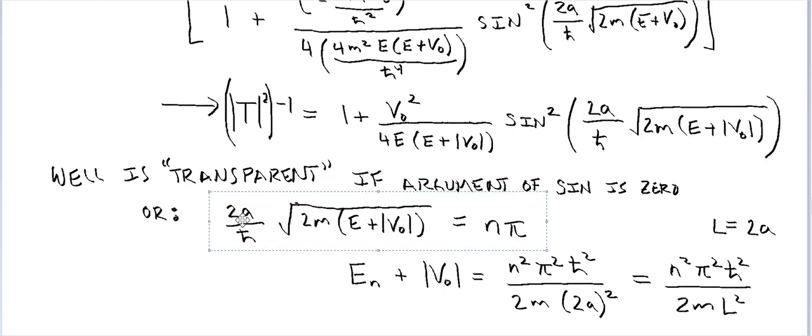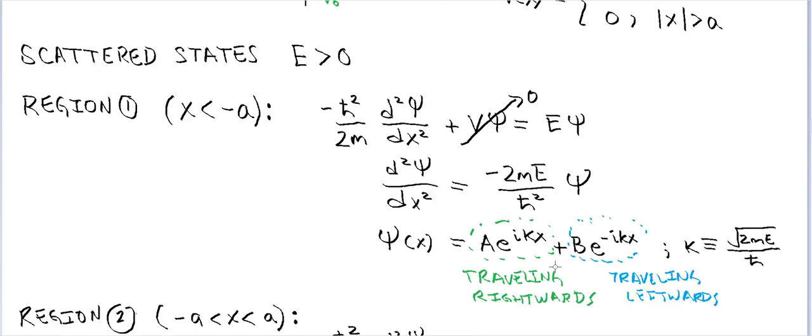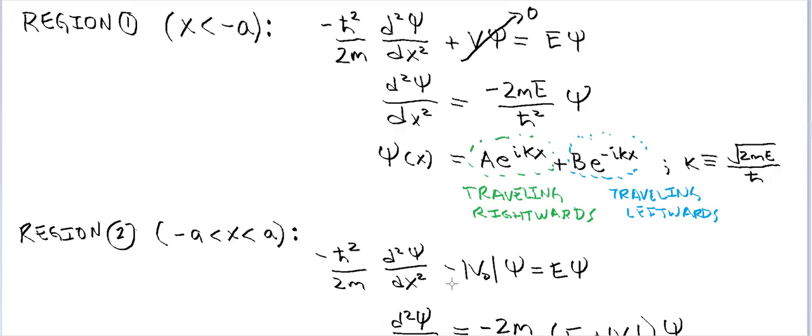Because then we can say that 2a over ħ times the square root of 2m times the quantity (E + V₀) is equal to nπ. We can multiply both sides by ħ over 2a, sorry, and then square both sides, and then divide both sides by 2m, and we'll get the following, that E + V₀ is equal to n²π²ħ² over 2m times the quantity (2a) squared. But 2a, note, is the width of this well.